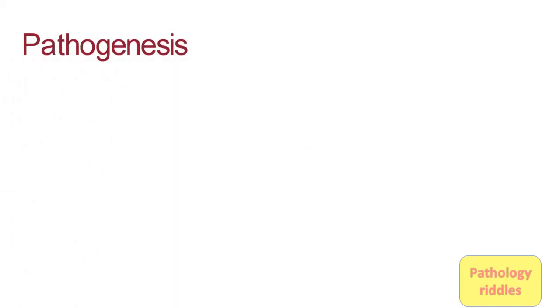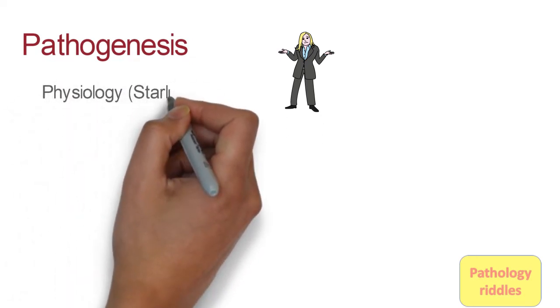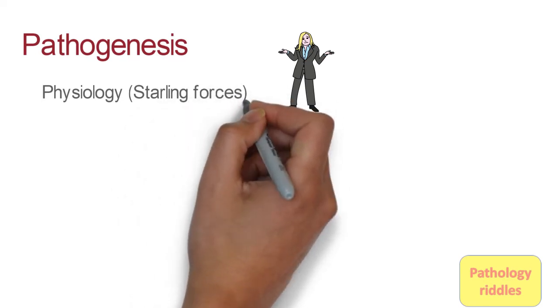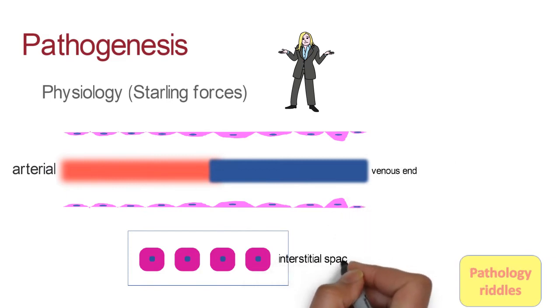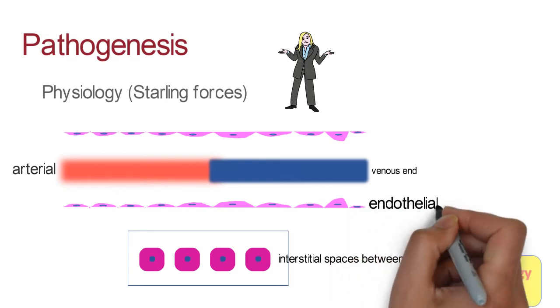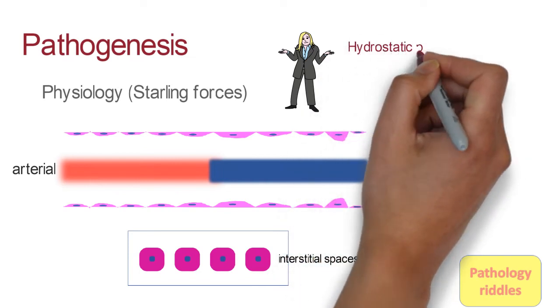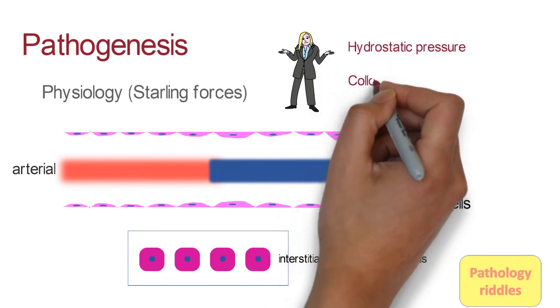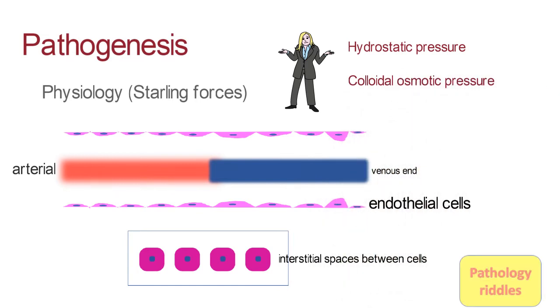Let's learn how the fluid accumulates in the interstitial tissue spaces. We need to go back to our concept of physiology. This is our microcirculation: the arterial end, the venous end, and the interstitial tissue spaces between the cells. Lining these vessels are endothelial cells. There are two pressures we will be dealing with. One is hydrostatic pressure and the second one is colloidal osmotic pressure.